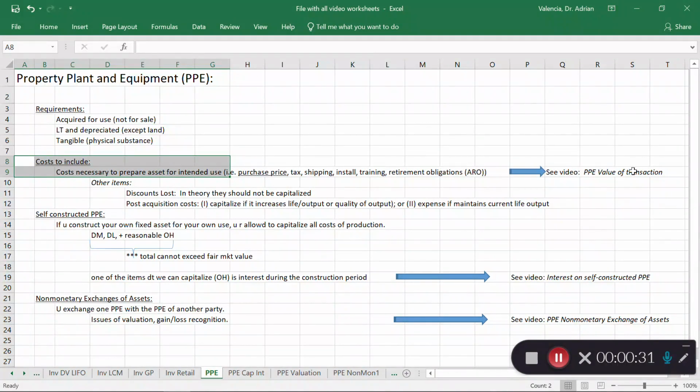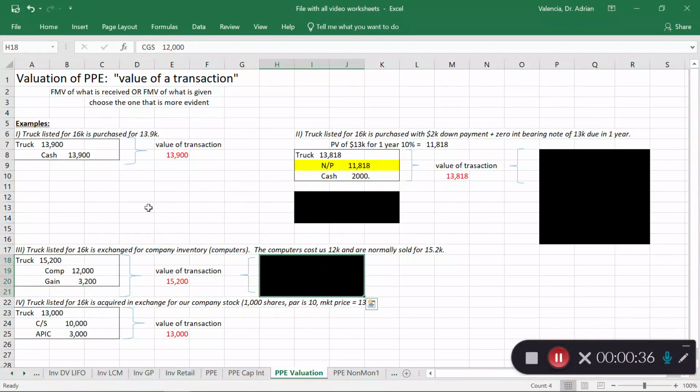But in this video on value of a transaction, what I'm trying to get you to see is some of the nuances that sometimes arise when we are dealing with this. So I'm going to start out with a very simple example so that you can see what I mean. But beforehand, in general, the idea of valuing a transaction, even though I'm discussing it in the context of property, plant, and equipment, for accountants, this is a very universal theme.